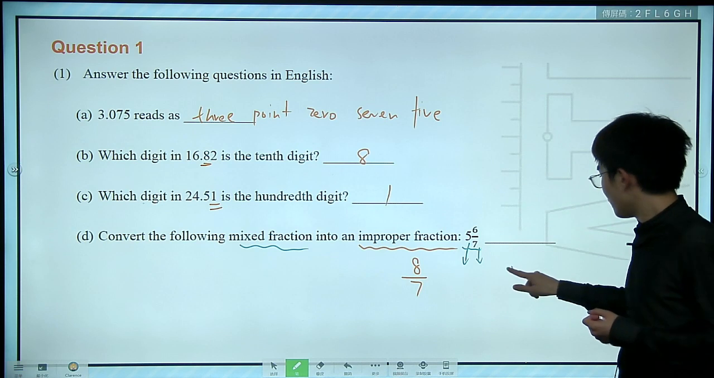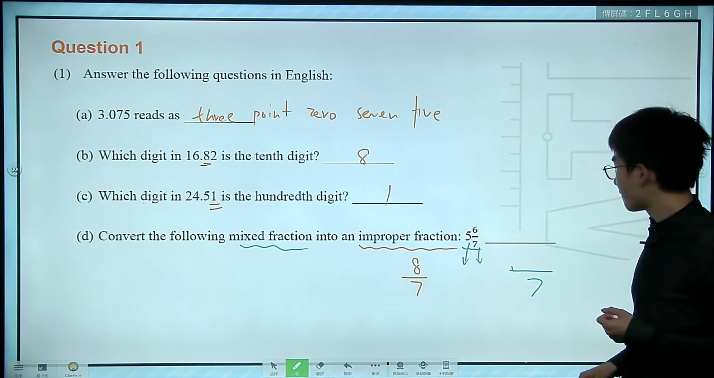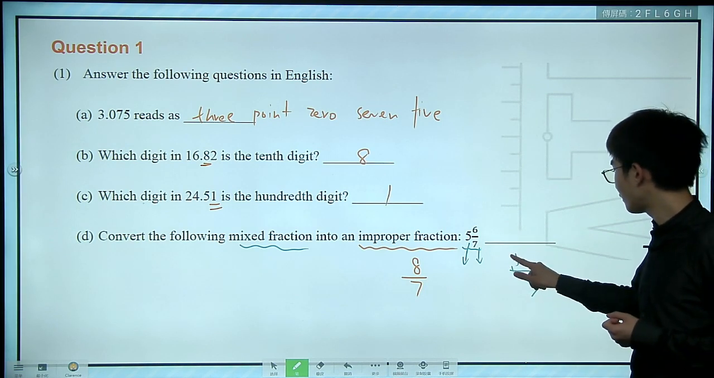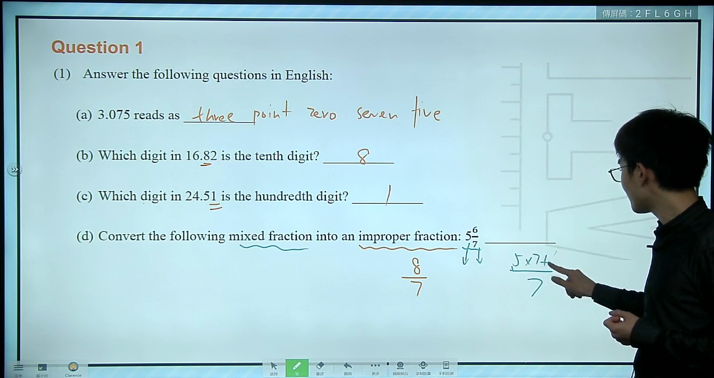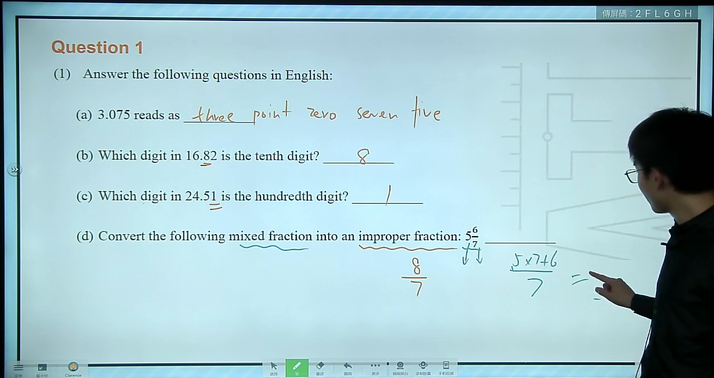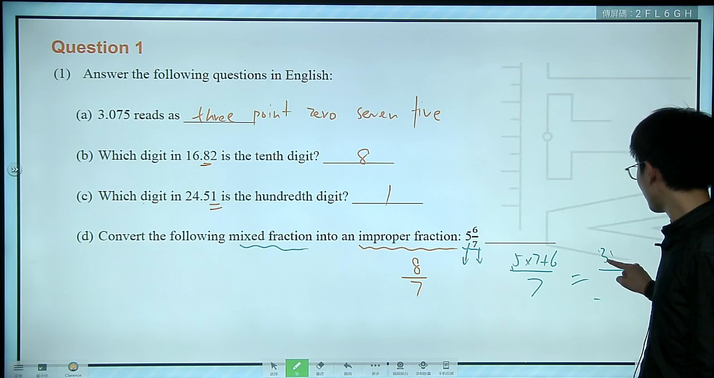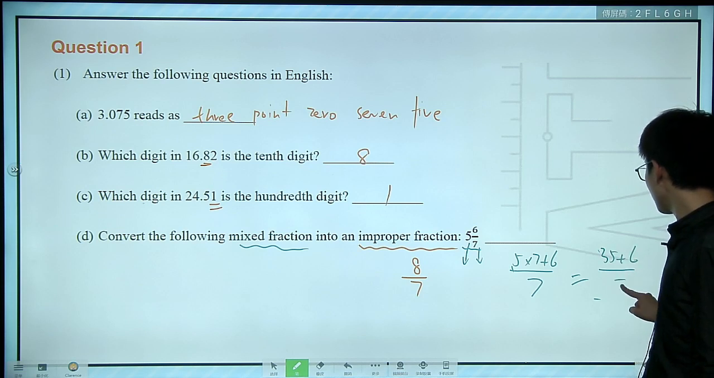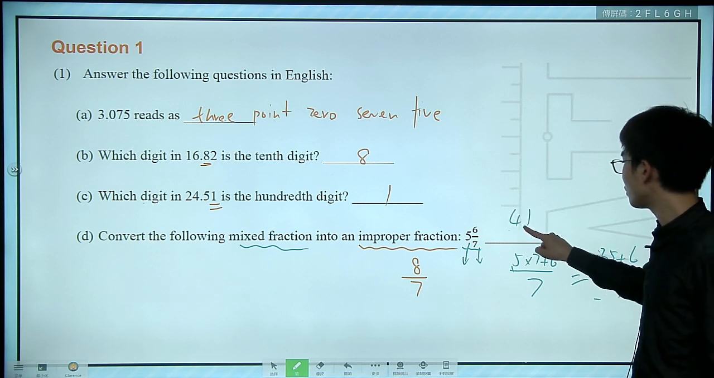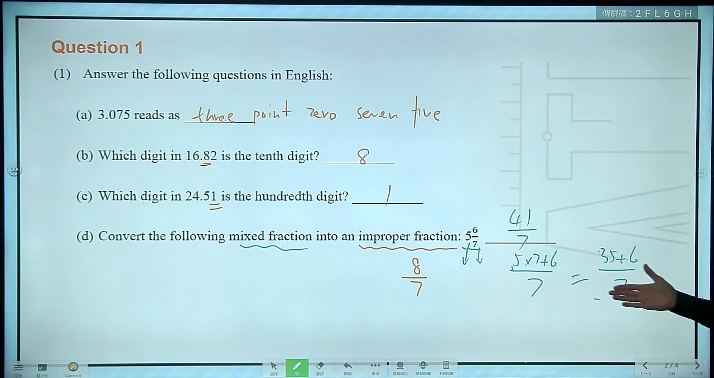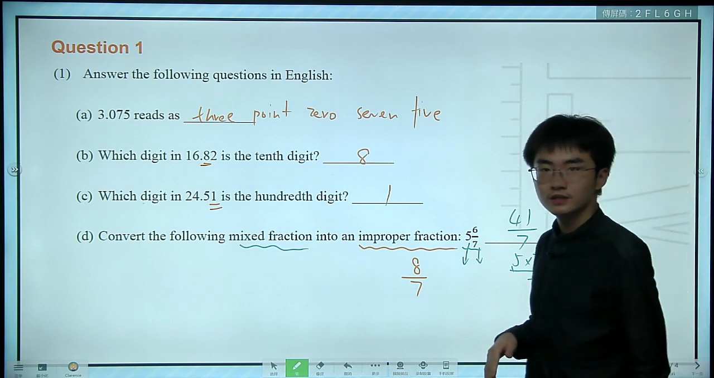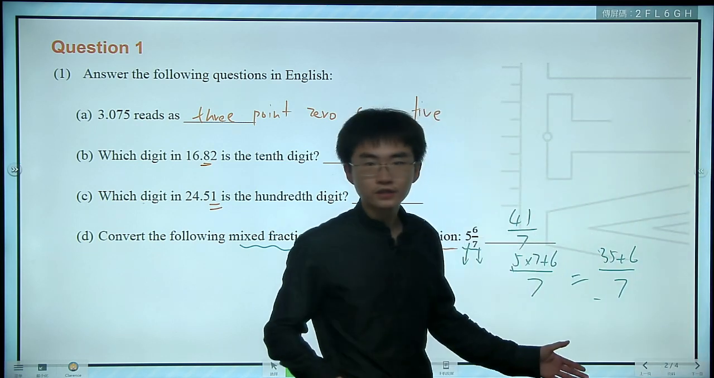So let's see how to do it. So we will have 5 times 7 plus 6 over 7. So it will be equal to 35 plus 6 over 7. The answer will be 41 over 7. Well, I think for all of the other students, it is quite straightforward.